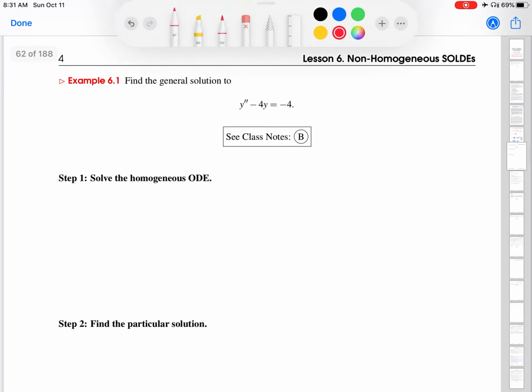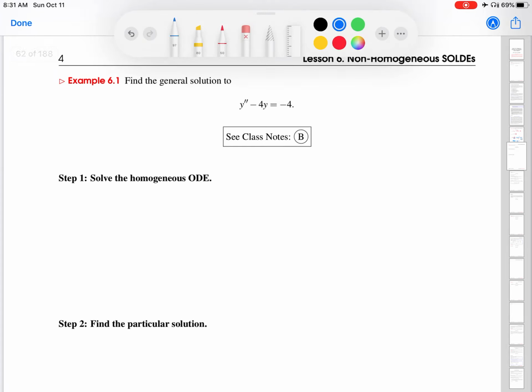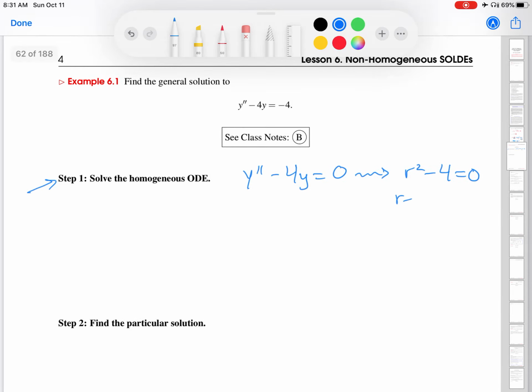All right, so when I go to solve this problem, the first thing I do right here is solve the homogeneous ODE. That's the ODE with a right-hand side of 0. This is a constant coefficient ODE whose characteristic equation is r squared minus 4 equals 0. That is a difference of squares, which factors into r minus 2 times r plus 2, so I get those two r values.